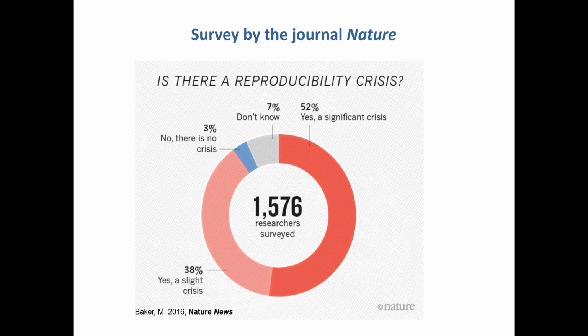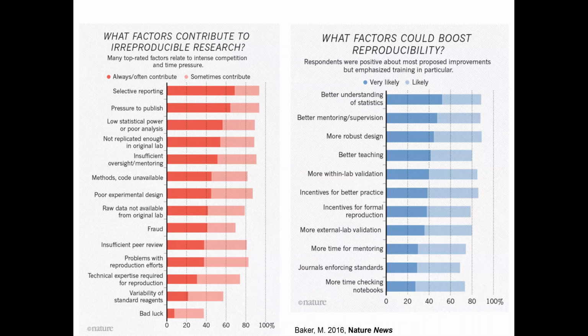Okay, so Monya Baker also asked a lot of other questions. She asked, well, where do you think this is coming from? Which factors contribute to irreproducible research? And also, how do you think we could improve on this? And I will come back to this in a second.